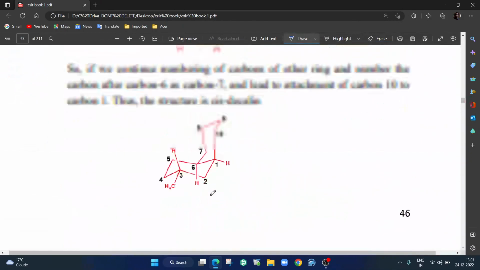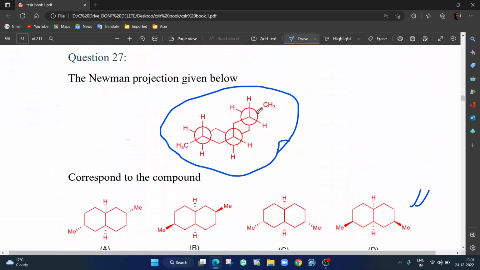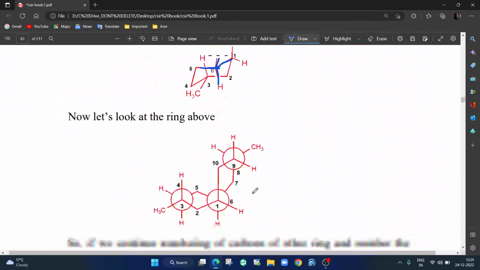So, at carbon number 8 what happens? At carbon number 8 let us see. At carbon number 8 this is the one. So, H is above the plane, CH3 is below the plane. So, here also we are doing this.